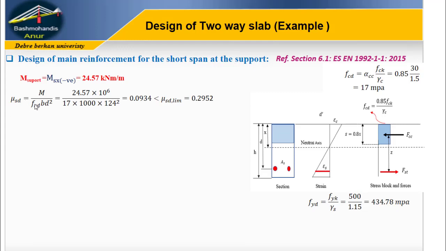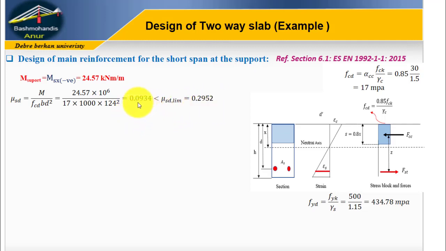Substituting the value of fcd, and b is the width of the slab and it is 1000 millimeter or 1 meter. This is because we are taking a 1 meter or 1000 millimeter width strip. d, since we are already working in the shorter direction, dx is how much? It is 124. So substituting this value, mu sd equals 0.0934. This must be less than the mu sd limit. How much is mu sd limit? 0.2952. Therefore, this is less.